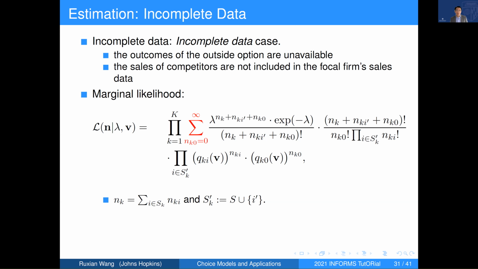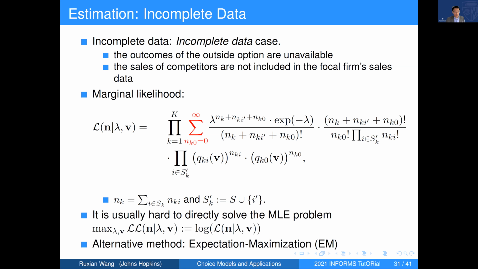If you consider the marginal likelihood, here is the marginal likelihood. You can see it's much more complicated than the regular likelihood. So it's usually harder to directly solve the MLE problem for the incomplete data. So that's why we consider some alternative approach. For this case, we consider expectation maximization, the EM method.